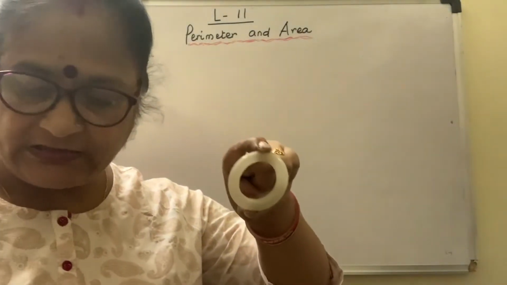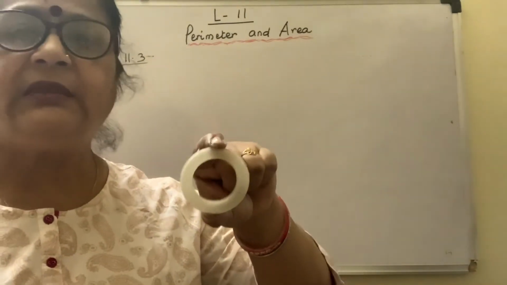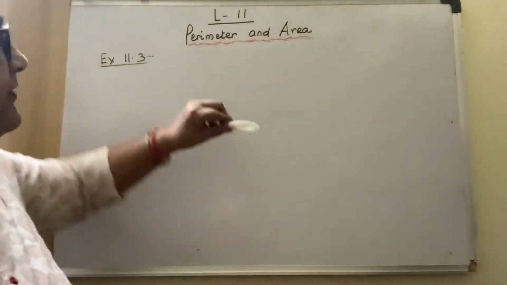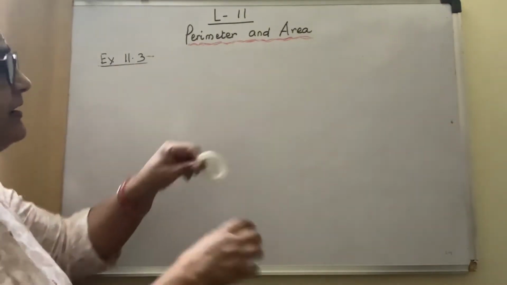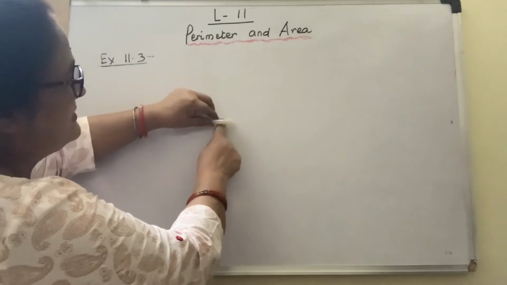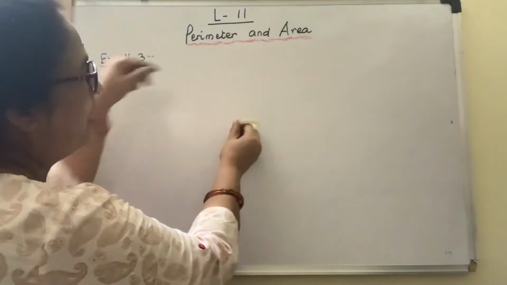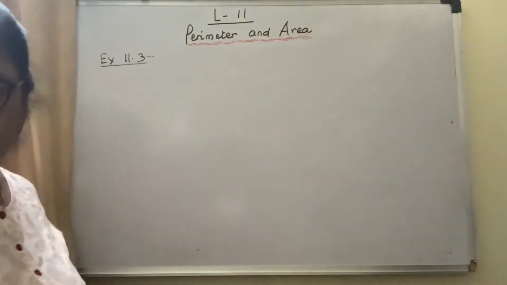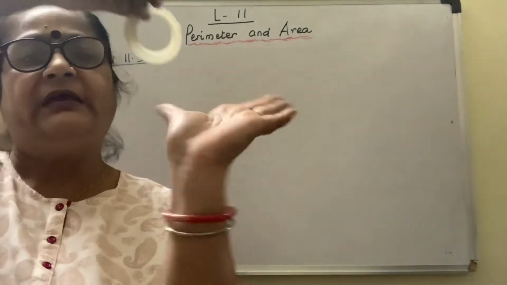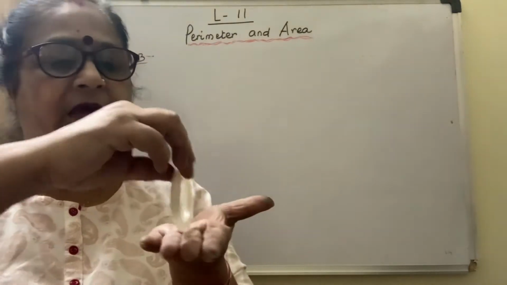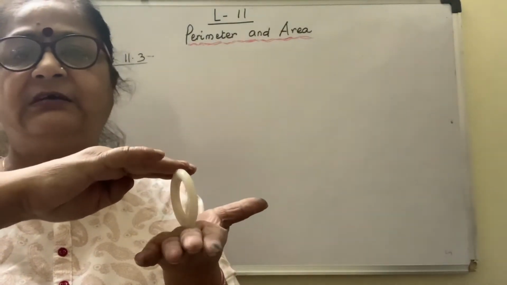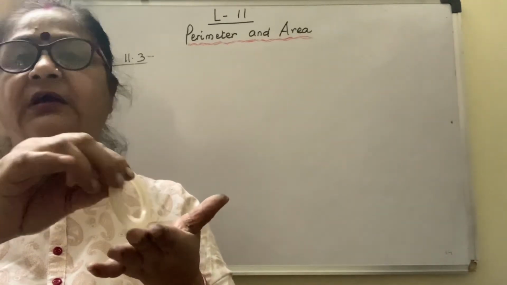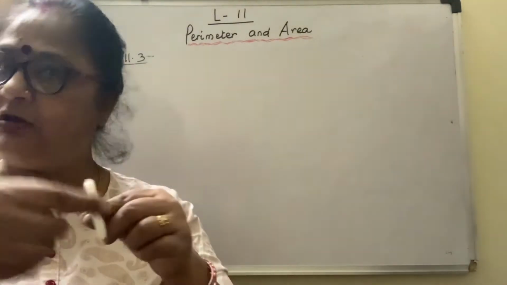When the wheel is rotating, means moving. If I see the wheel moving, if this is your wheel and it is moving, okay, what of the wheel touches the ground? If this is the ground, the wheel is touching. What of the wheel is touching the ground? The circumference of the wheel.